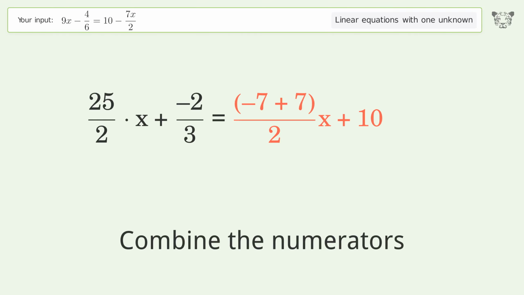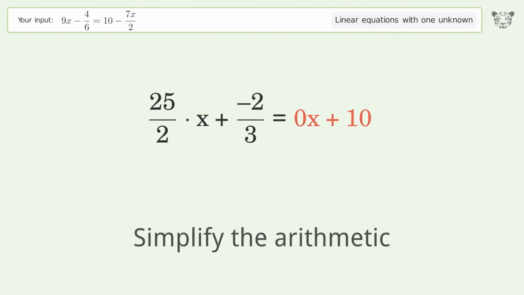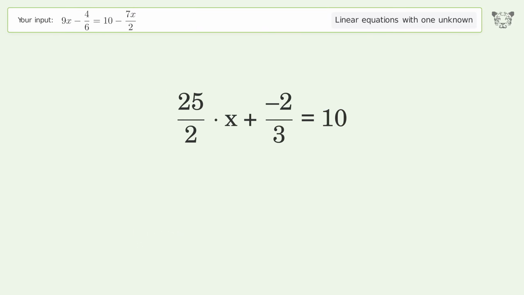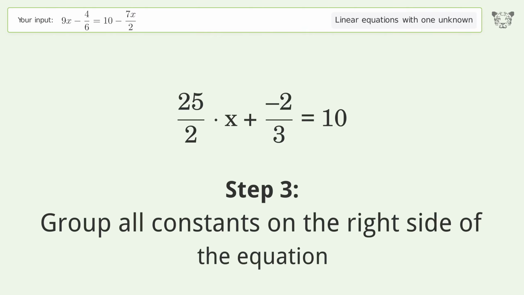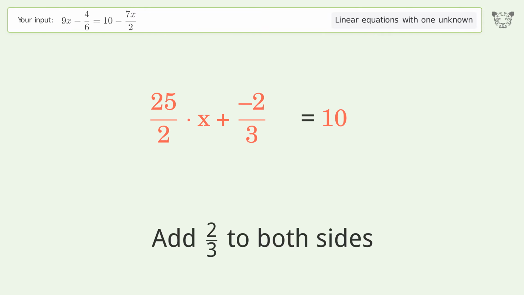Combine the numerators. Reduce the zero numerator. Simplify the arithmetic. Group all constants on the right side of the equation. Add 2 over 3 to both sides.